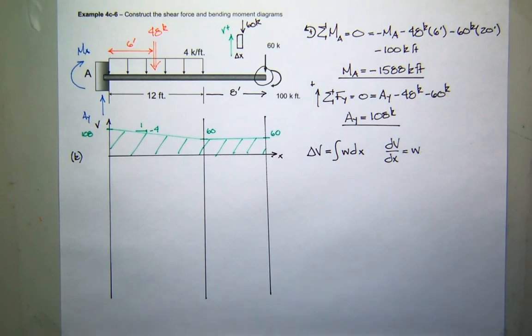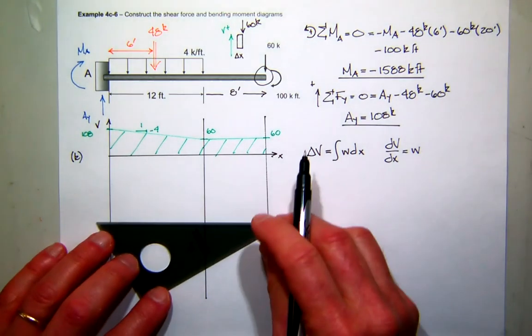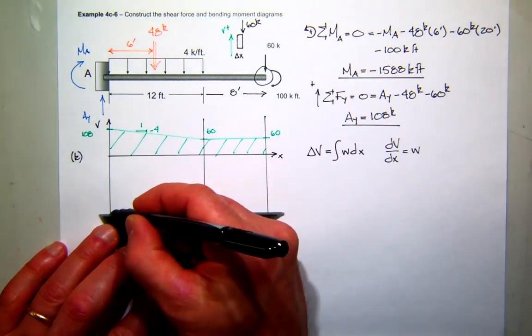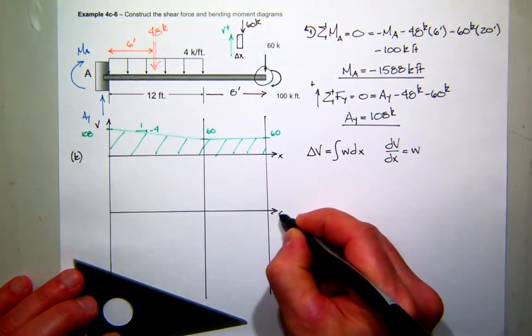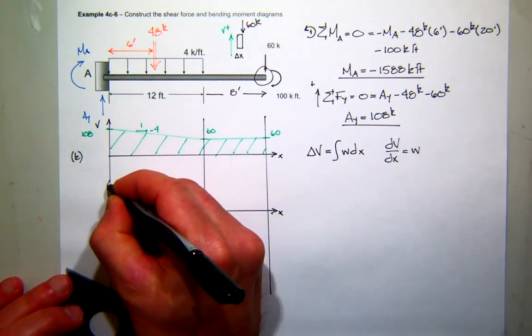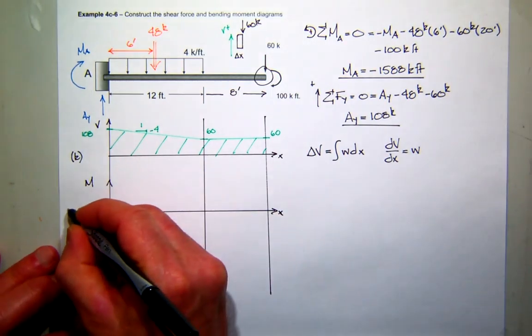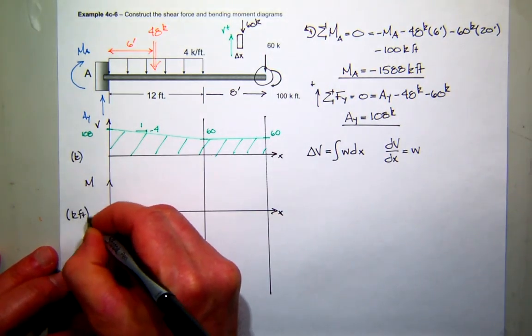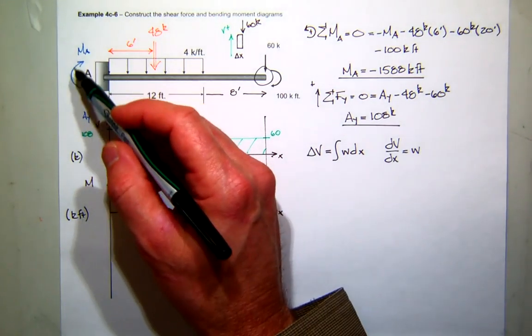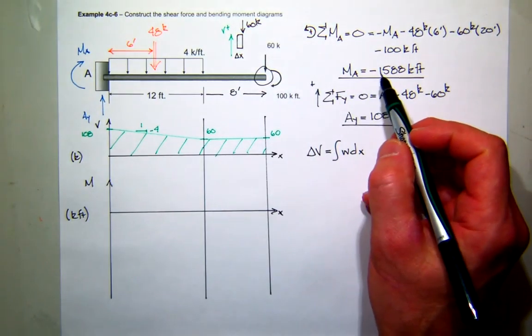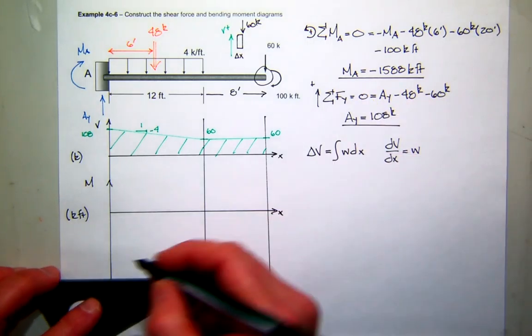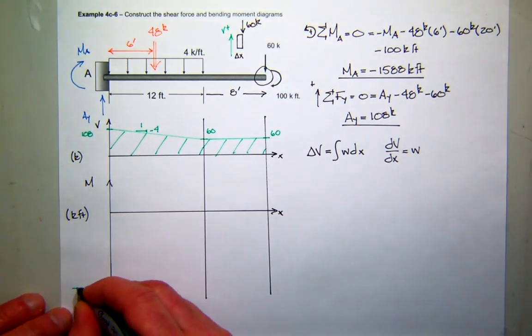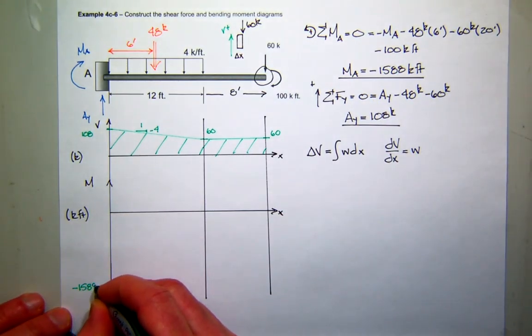Okay? So the next step is to draw our moment diagram. So again, positive x-axis, positive moment, and all these will have values of kip feet. Let's see what we know. What is the bending moment on the left-hand side? Which should be our moment, which we found to be negative 1588. So we're going to start off at minus 1588.